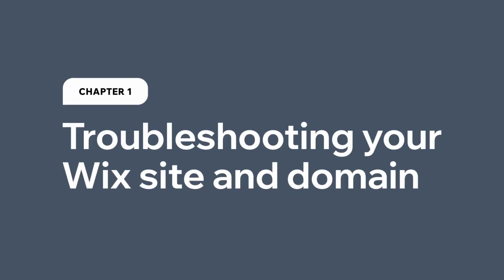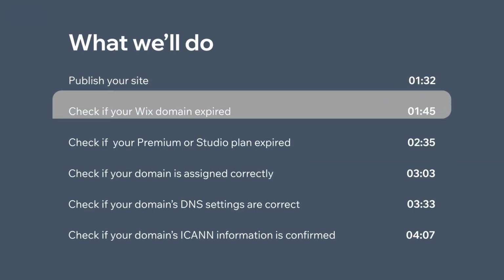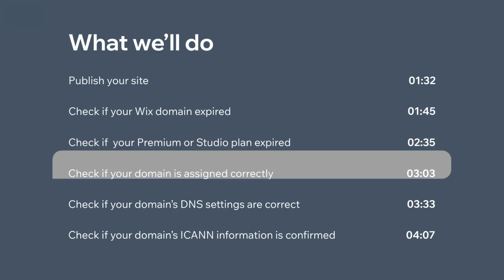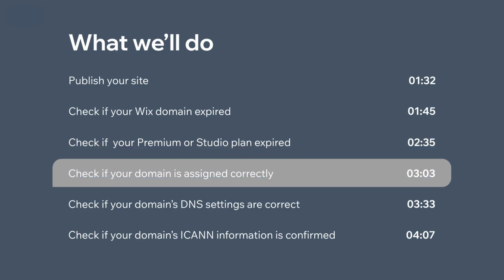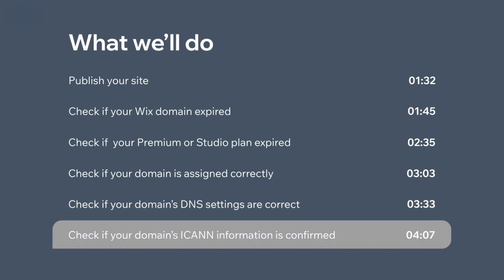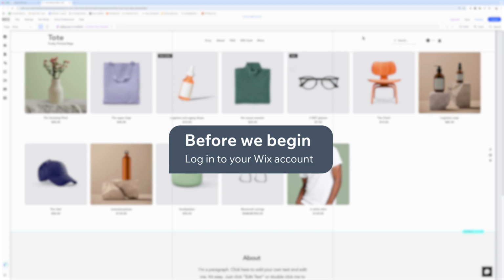If these steps didn't help, let's move on to check if the issue is with your Wix site or Wix domain. We'll start by making sure your site is published or if your domain, premium plan, or studio plan has expired. Then check if your Wix domain is assigned correctly, if its DNS settings are correct, and if its ICANN information is confirmed. But before we begin, log into your Wix account.